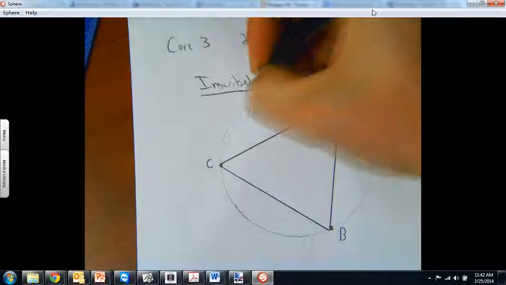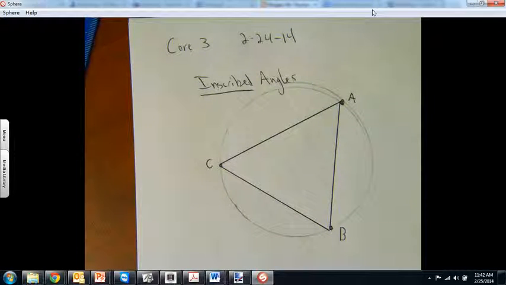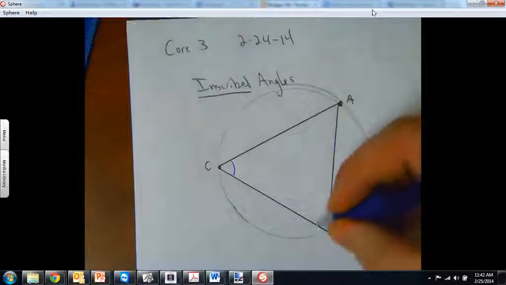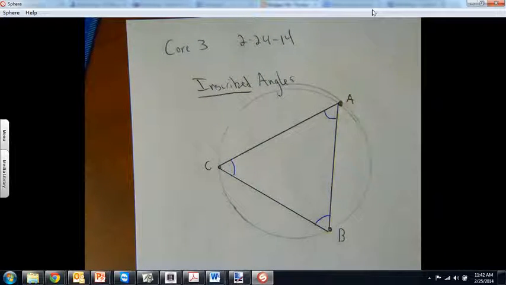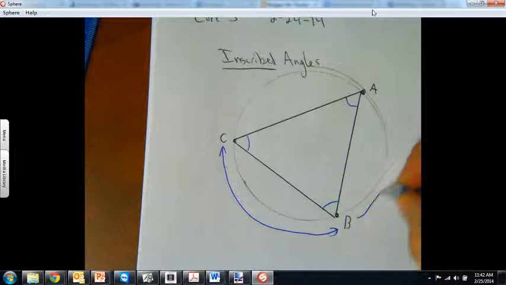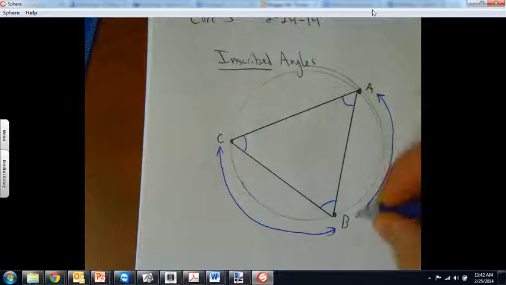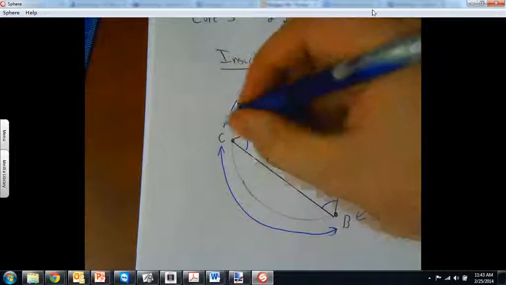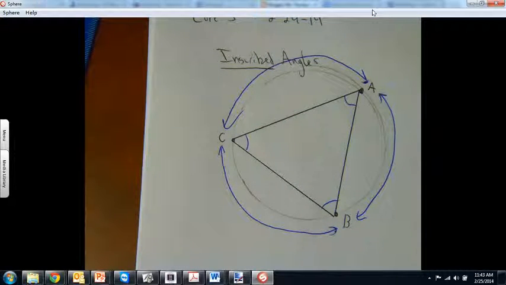Now, what we did is we inscribed a triangle inside a circle. Doing that, we created inscribed angles. We have 1, 2, 3 inscribed angles. Now, each angle also matches up with an arc that it cuts off the circle. Right there, and right there. Now, each angle matches up with an arc of the circle.